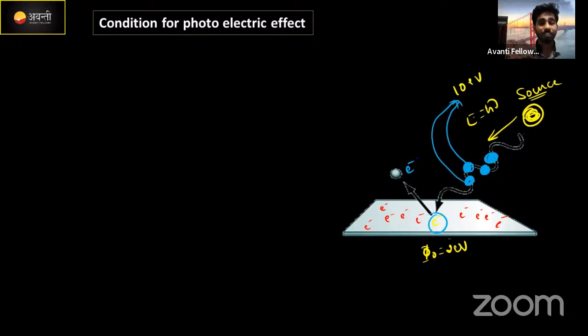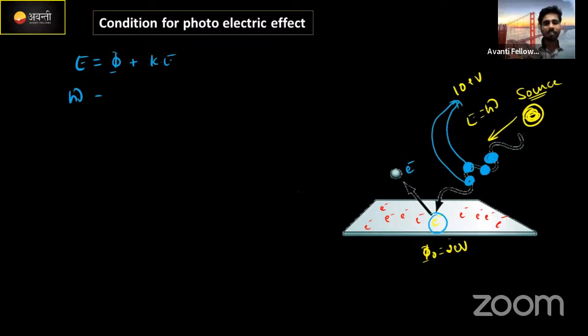And the remaining amount of energy, what happens to it? According to the conservation of energy, it should be balanced. That's why he gave an equation: E is equal to work function plus kinetic energy. Right? And then E, we know, is h nu.